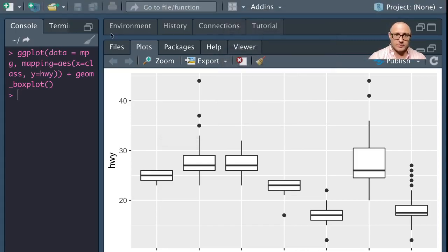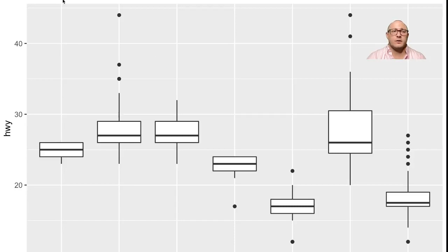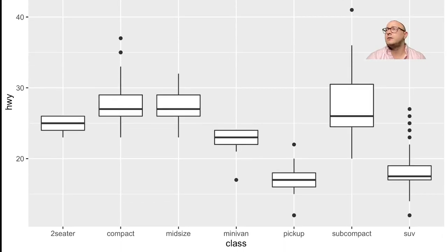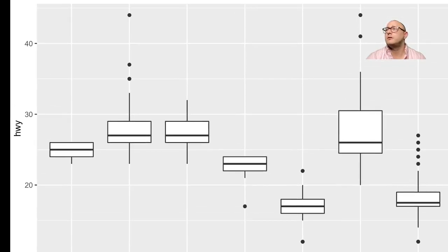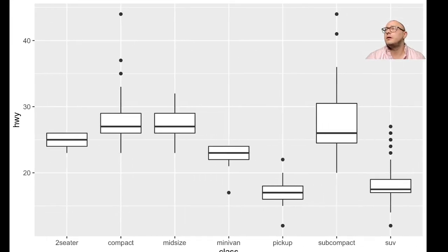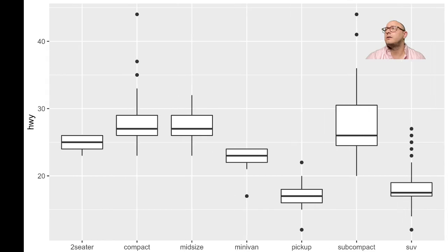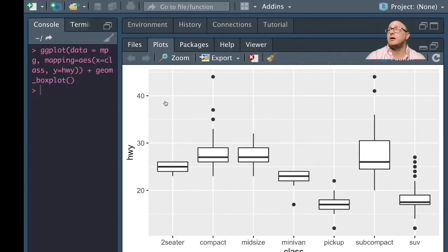Let me actually zoom out and show the whole thing here. And you know what? Let me clean this up just a little bit for you guys. Let me make it a little bit smaller. There we go. Now you guys can actually see everything in here. You can see down at the bottom we have our classes, and then we have our highway miles per gallon. Again, we have our median line, and we have our outliers as well.